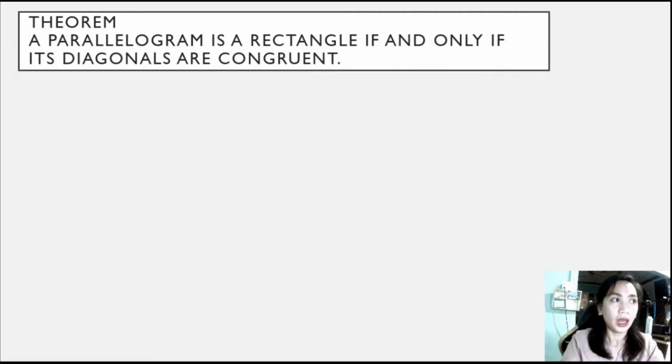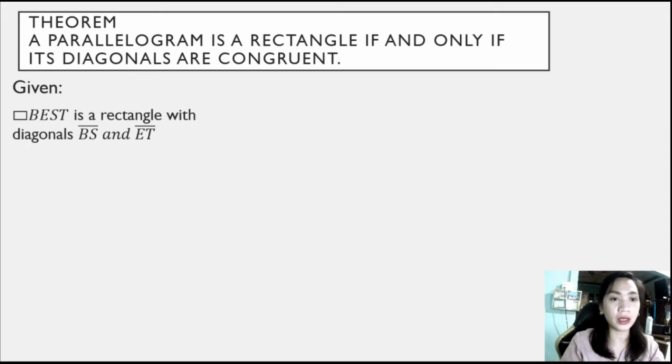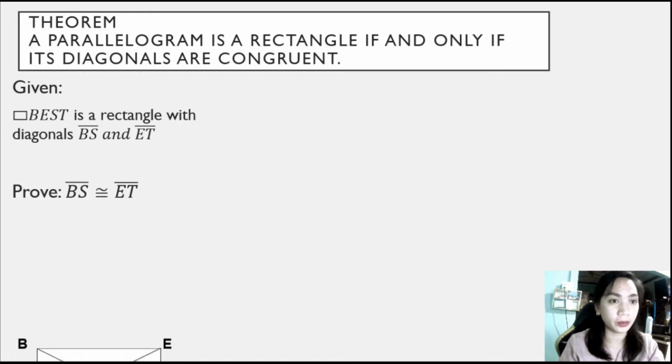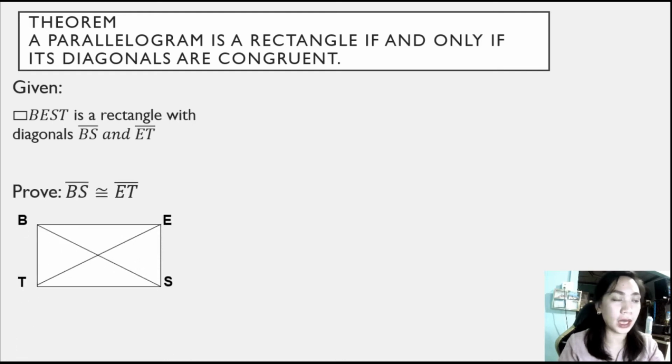Okay, so let's have this first theorem. A parallelogram is a rectangle if and only if its diagonals are congruent. Masasabi mo na ang given parallelogram ay isang rectangle kapag ang diagonal niya ay congruent or equal. So, let's have the given. BEST is a rectangle with diagonals BS and ET. We're going to prove that BS is congruent to ET.